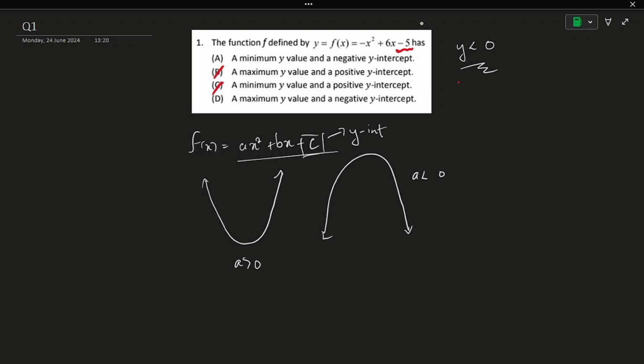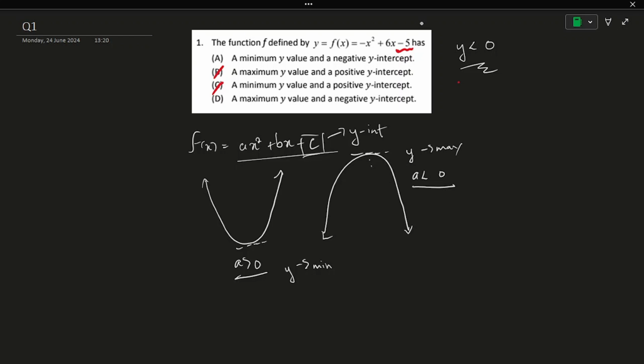If A is positive, it has a minimum value, which is the lowest y value that it can have, and it only occurs when A is positive. If A is negative, it has a maximum value at the turning point. So y here has to be max, and y here has to be min, because we can see it's the lowest point here, and here it's the highest point.